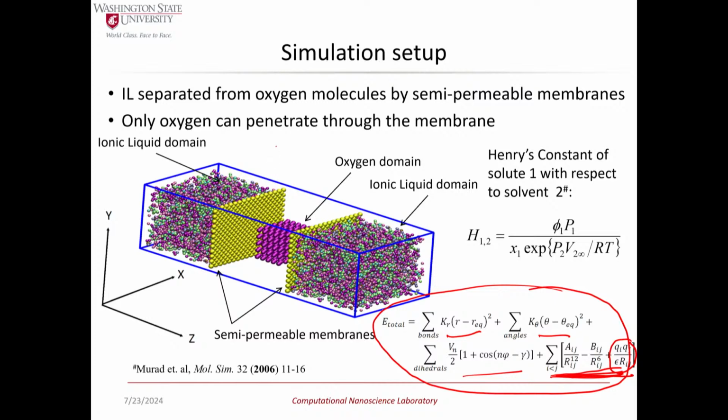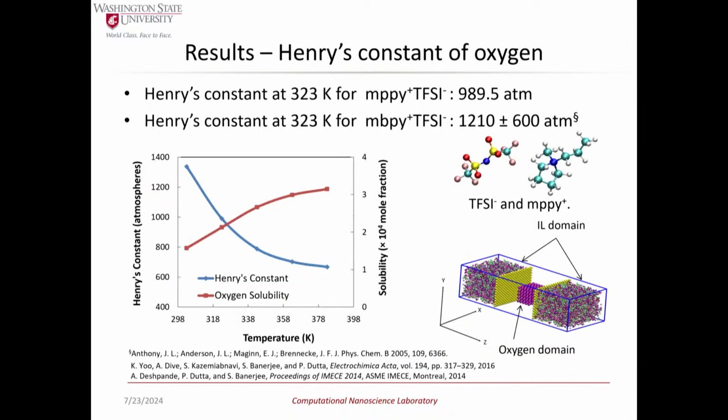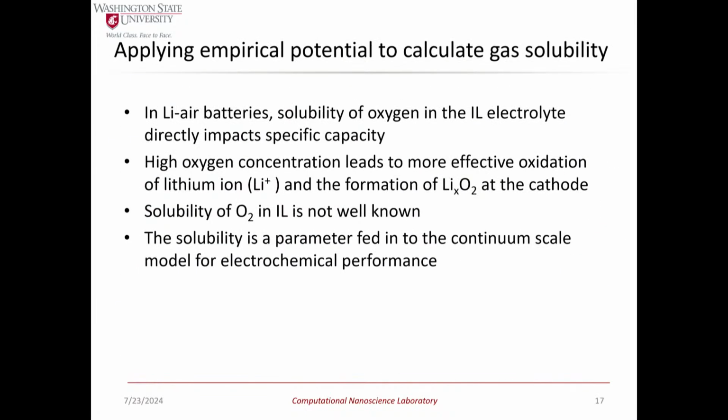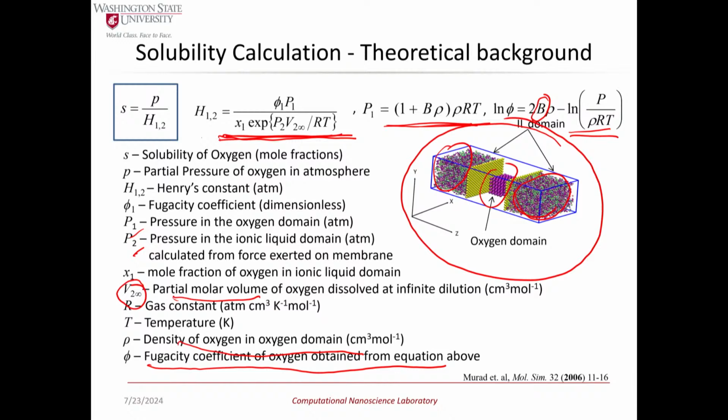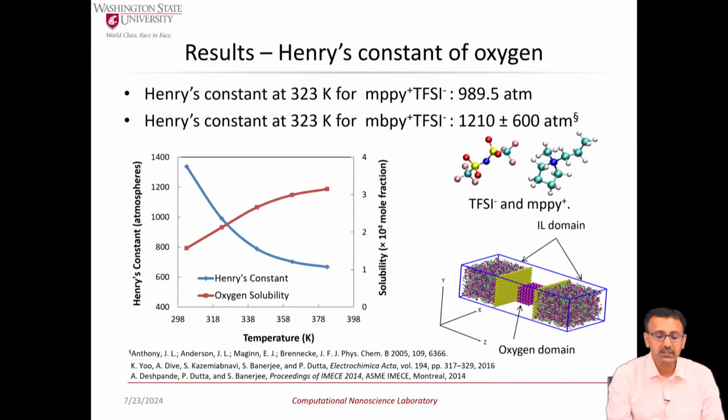So, we basically equilibrated these systems and let the oxygen atom diffuse through the semi-permeable membrane to calculate the parameters I just introduced in the previous slide. So, we were able to calculate all these parameters, including the mole fraction of oxygen that has diffused in the ionic liquid domain, which is very important, x1. Okay. So, from this you can plug it in to calculate the Henry's constant. Henry's constant's units are in atmospheres, or basically pressure units.